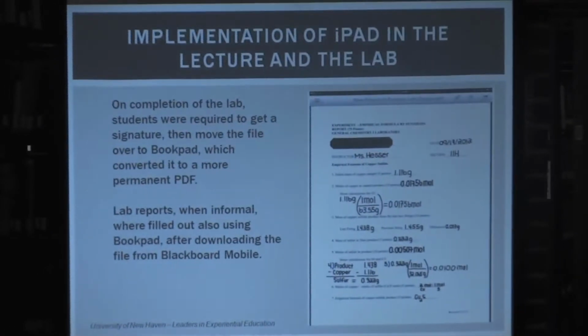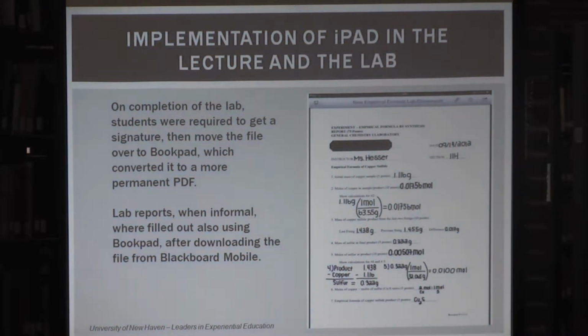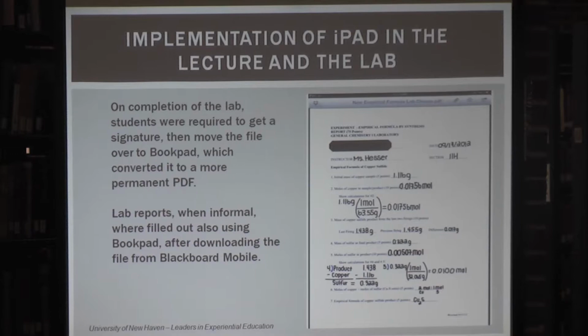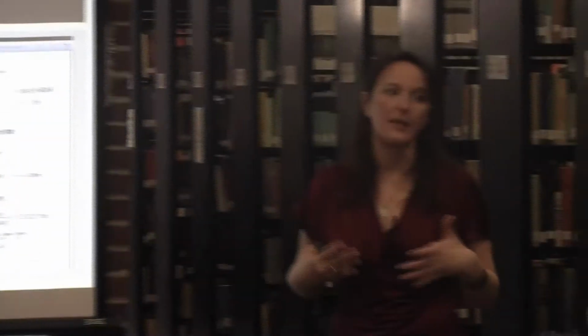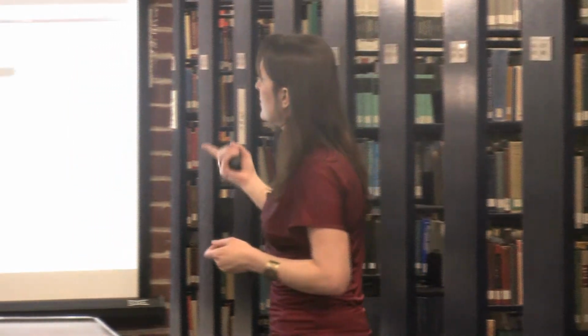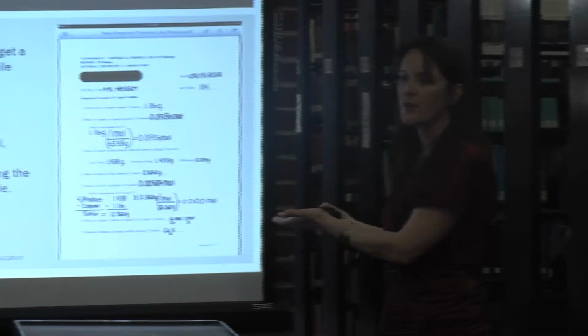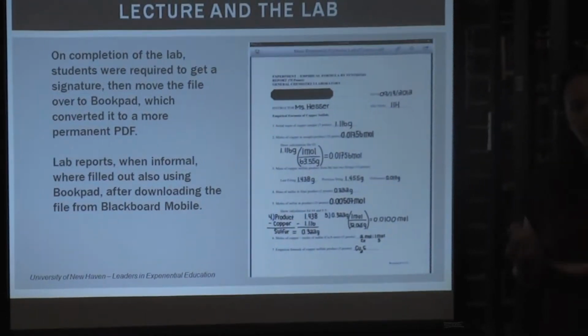After they were done, and as I was mentioning here, they take those files and put them over to BookPad to make them permanent PDF files. Then they would go to Blackboard and find their assignment, because they still haven't even done their assignment. They've just done the experiment now. So they'd go pull up the report, and they would fill it out. So this is what all of our students' reports look like. It's just the students in this honors class would fill them out electronically rather than doing it by hand.